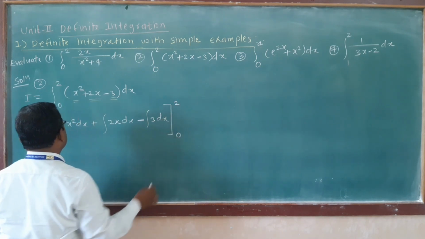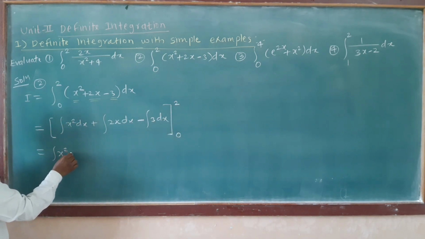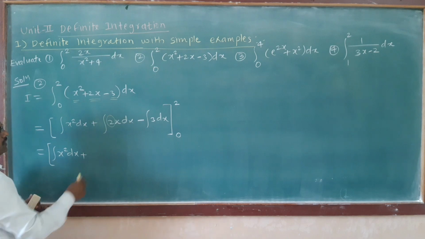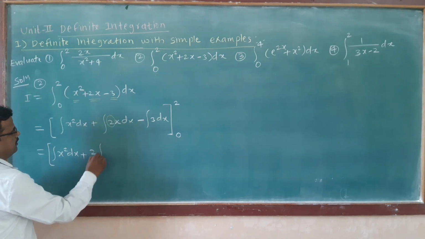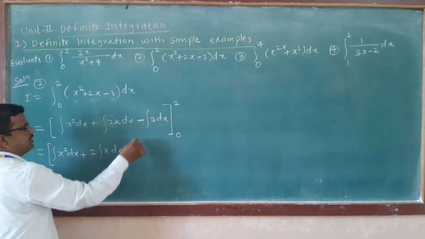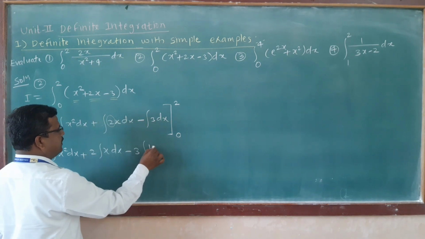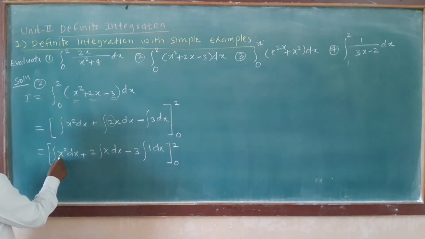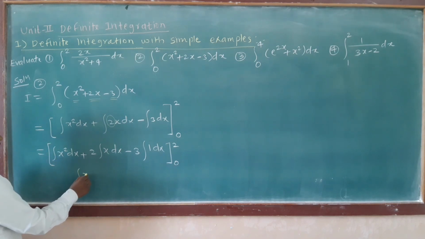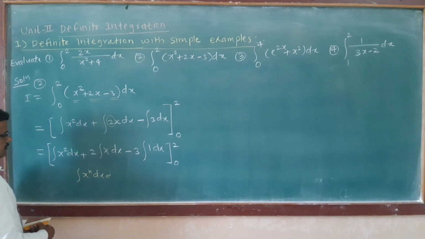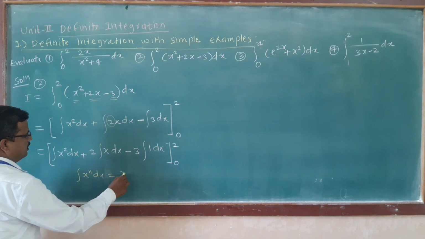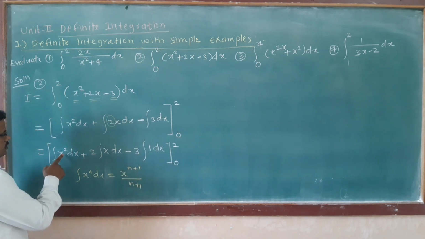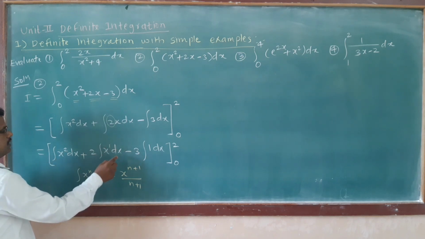to 2, which is equal to integration of x square dx plus, now this 3 is a constant, take outside the operator, so this is 2 times x dx minus again 3 is constant, take outside the integration 1 dx within the limit 0 to 2. Here this is x raised to 2, that means use here integration of x raised to n dx, which is equal to x raised to n plus 1 upon n plus 1. So n is here 2, here also x raised to 1, n is here 1.